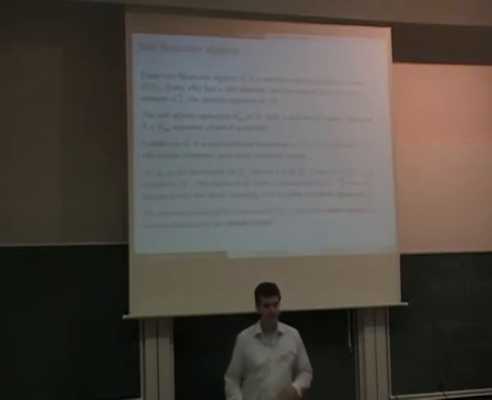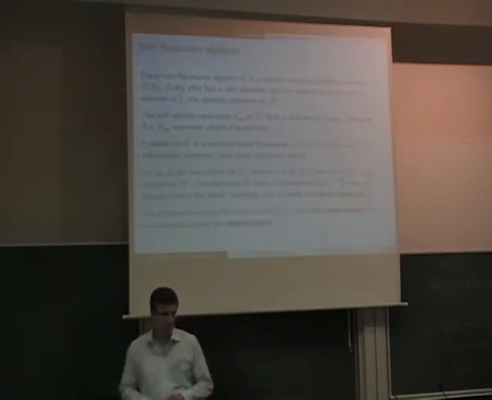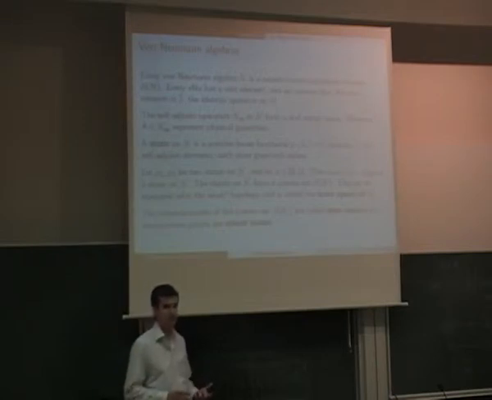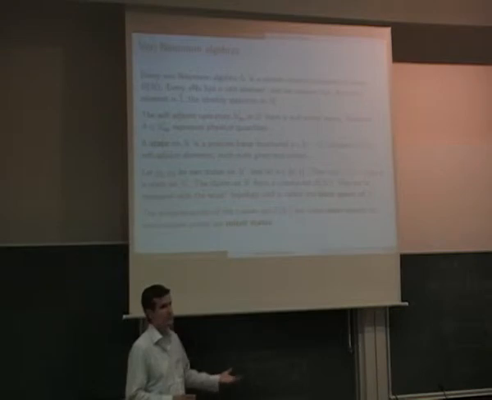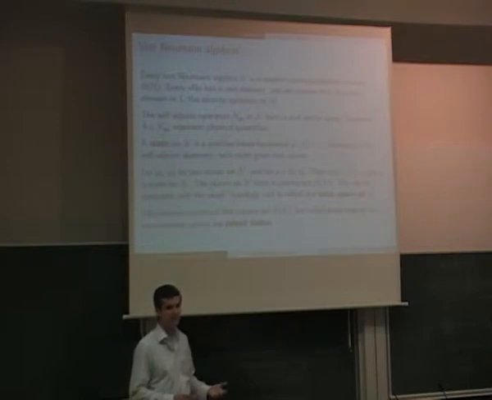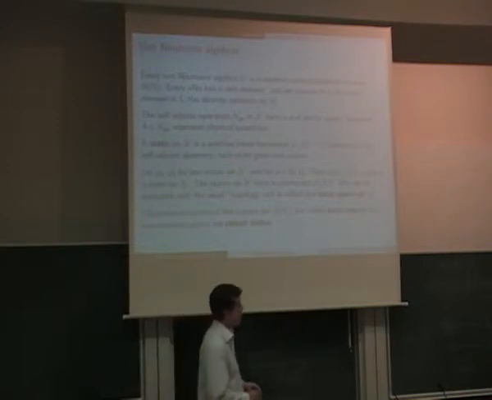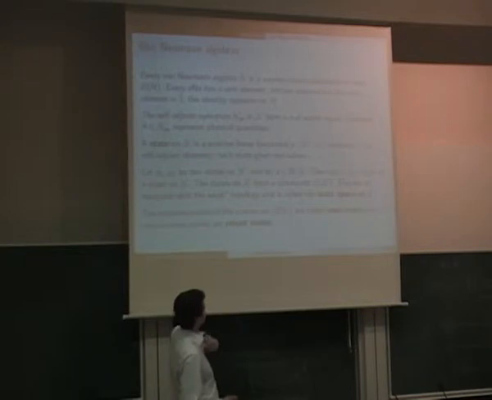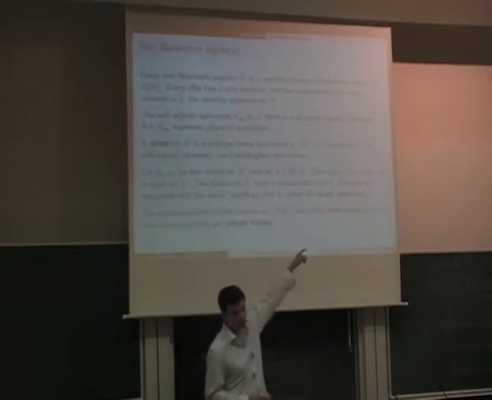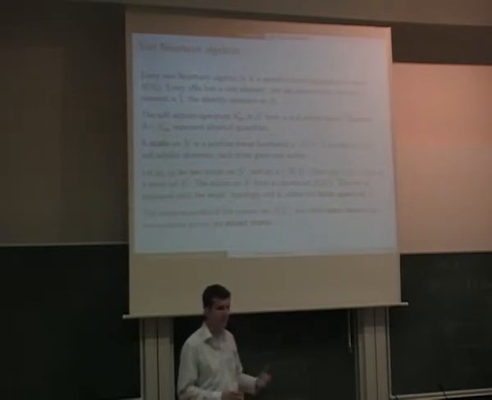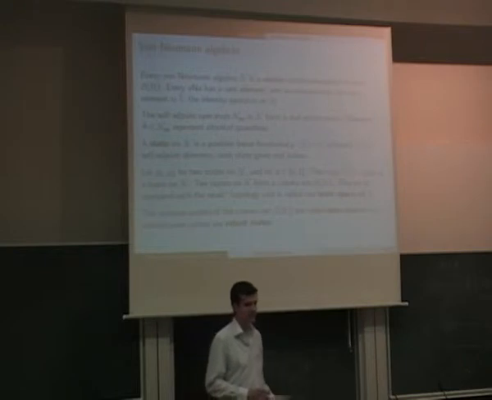Now a state on a von Neumann algebra is a positive linear functional. It takes elements of the algebra into the complex numbers, and it's normalized. And of course, if I apply this to self-adjoint elements, I get real values. And if I have two states, rho 1, rho 2, and some number a between 0 and 1, then I can form this convex combination, a rho 1 plus (1 minus a) rho 2. This is another state.